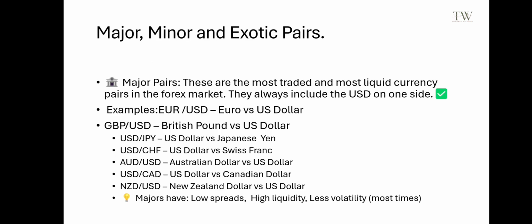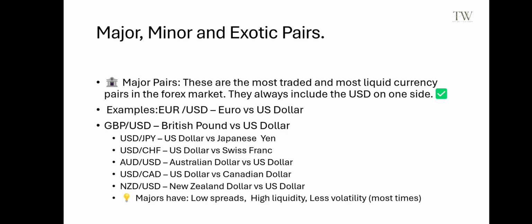Now, when we talk about currency pairs, we have three major types: the major pairs, the minor pairs, and the exotic pairs. The major pairs are the most traded and the most liquid currency pairs in the forex market. The easiest way to identify them is that they have USD attached to them. Of the two currencies, one has to be the US dollar. I don't know if that makes sense. The US dollar is either the base currency or the quote currency.